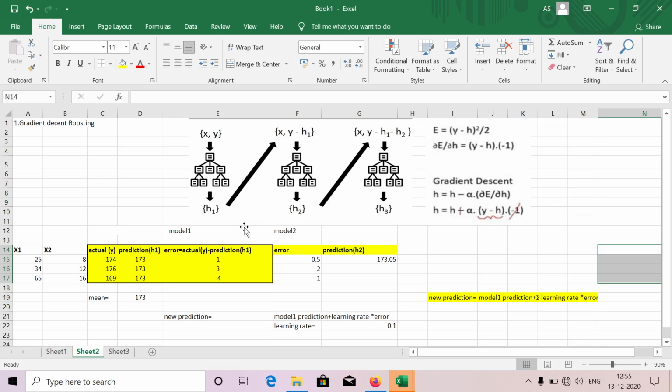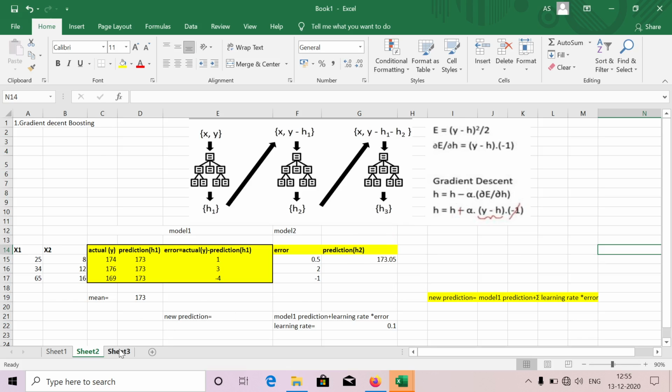Until that point we will go through further iterations, and then finally we will end our tree. For example, if I go for 100 or 200 iterations, then it might overfit. That's why we should go only several iterations, and we should not go further.